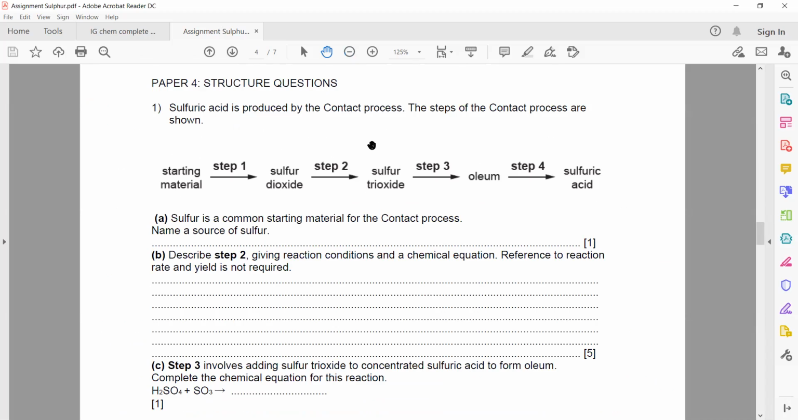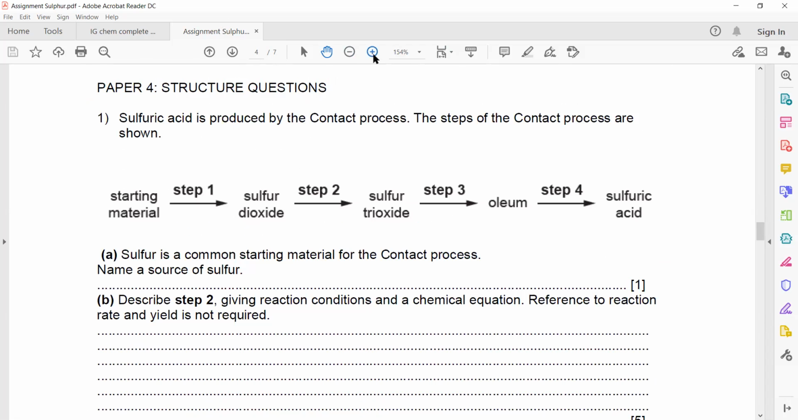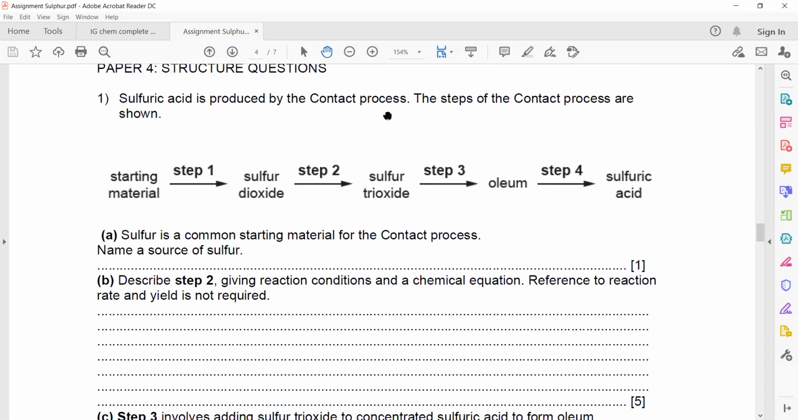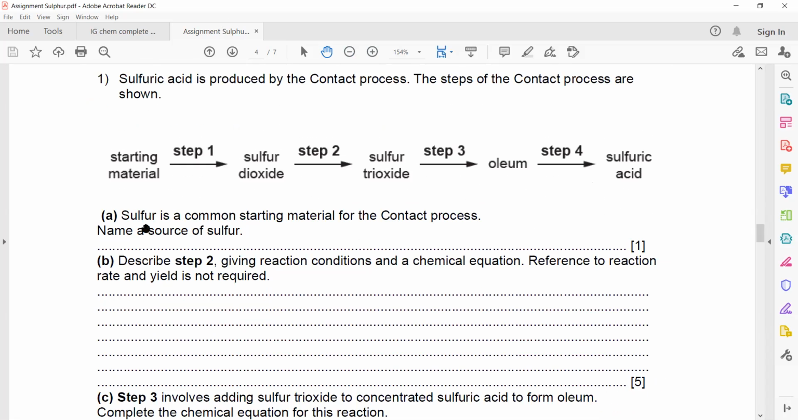So this is a structure question. A sulfuric acid is produced by a contact process. The steps of the contact process are shown. The starting material, then sulfur dioxide, sulfur trioxide, oleum, and sulfuric acid. Sulfur is a common starting material for contact process. Name a source of sulfur. So what is the source of sulfur? Sulfur containing fossil fuel is one of the source.